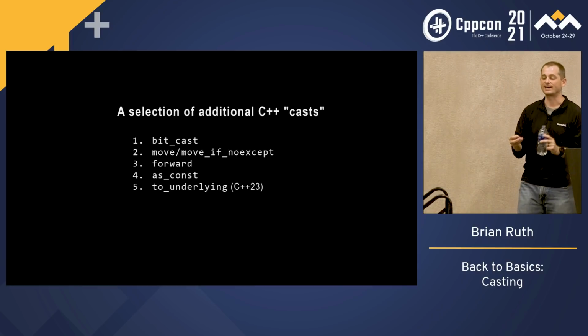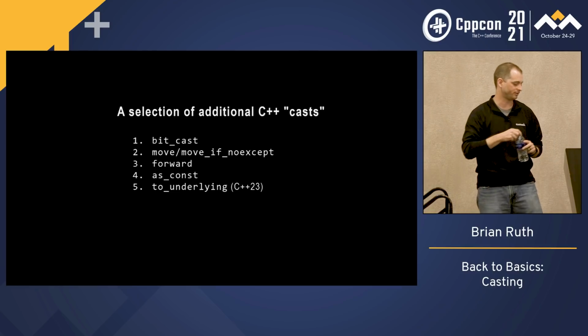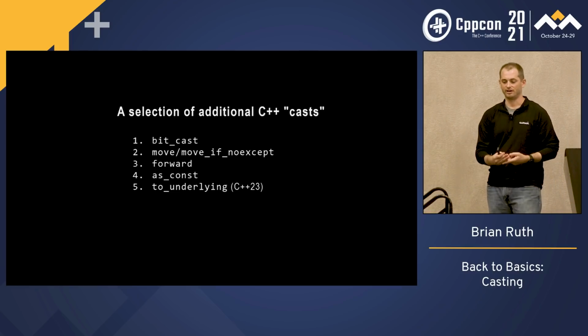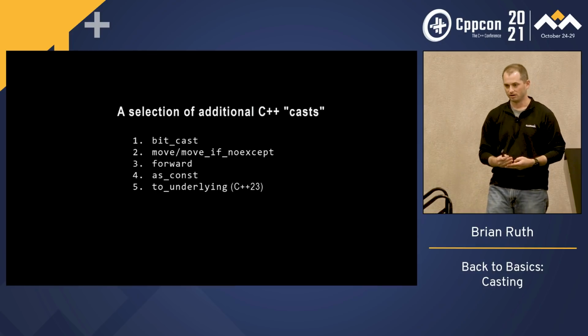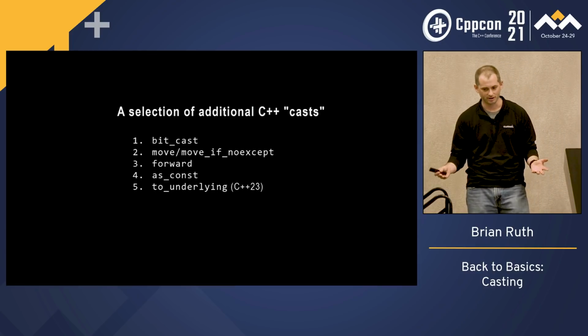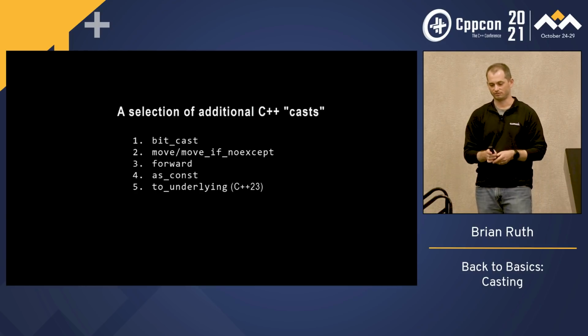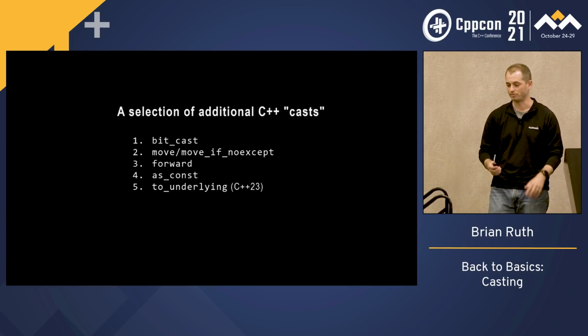So this is just a selection of additional cast-like things that C++ offers. There's a bunch of other stuff. You've got your get, your any cast, pretty much the entire type traits header is going to have things that are cast-like. But I'm just going to go into these 5 because I found them the most interesting.